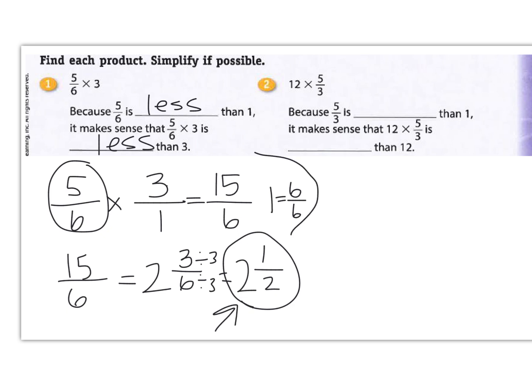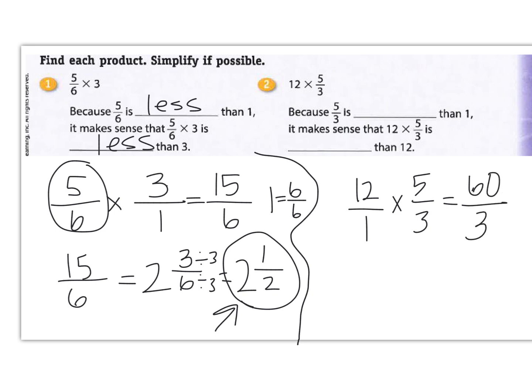All right, I'm going to draw a little line so we can do this problem. We have 12 times 5/3. Remember, we can make it 12 over 1 to make it look like a fraction. Then we just multiply across. 12 times 5 is 60. 1 times 3 is 3. 3 goes into 60, you're basically just dividing this 20 times. It's a whole number. There is nothing left over because 3 times 20 is 60.